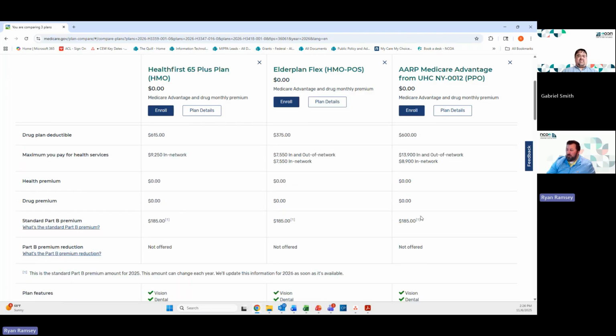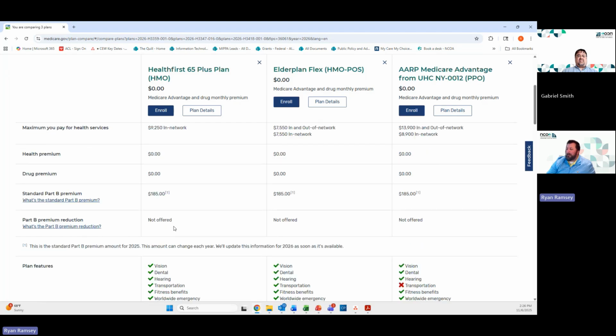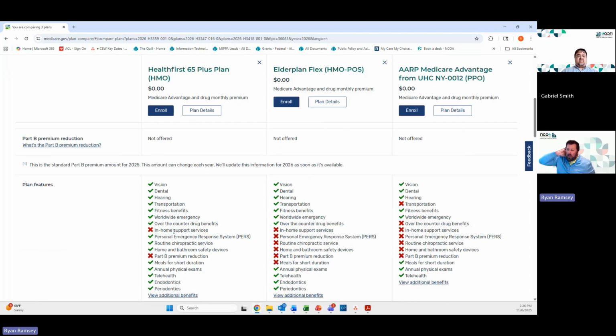You are still responsible for paying your Part B premium. This is the figure for 2025. The number for 2026 has not yet been released. So these are still with existing 2025 Part B premiums as well.